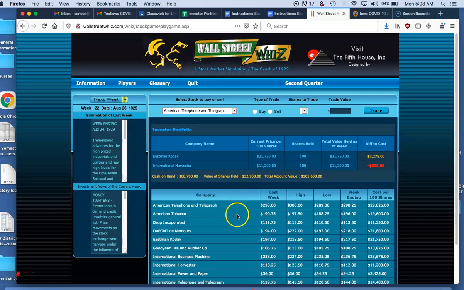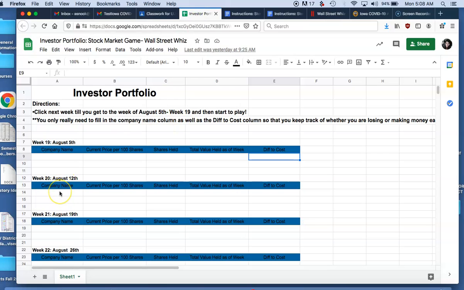But at the same time, if you look at Eastman Kodak, last week it was at 197. This week it's at 217. So I made a ton of money on that deal. So you're going to yet again put this in your investor portfolio for week 2.